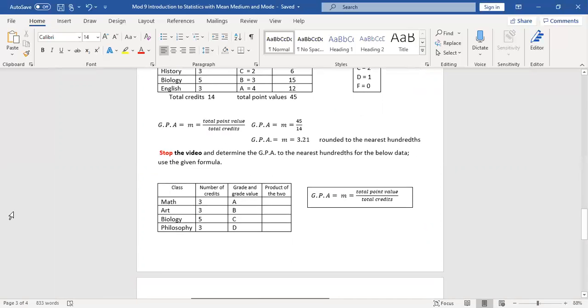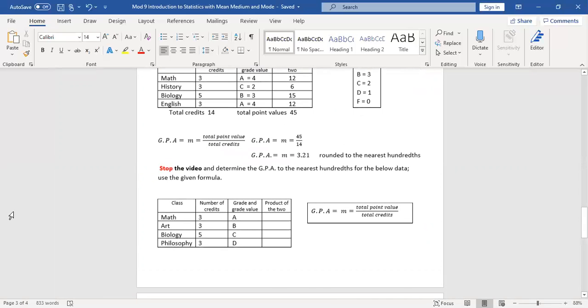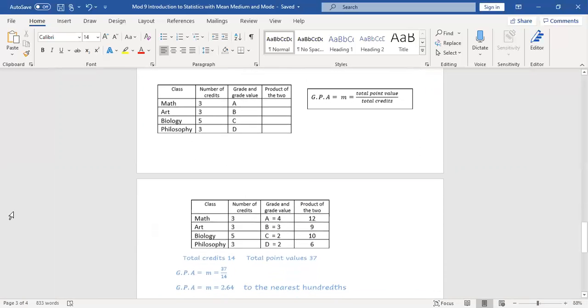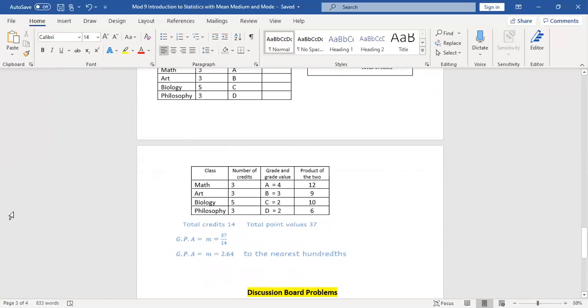Okay, so how did you do? The first thing you'd have to do is designate the values for each letter, the A, B, C, and D. And then you'd have to multiply those values by the number of credits. So that should have given you 12, 9, 10, and 6. Then add up how many credits that person had for that semester and divide it. Well, let's see, the point value goes on top. Point values divided by how many credits they had for that semester. And your answer should have been 2.64 if you rounded it to the nearest hundredths.